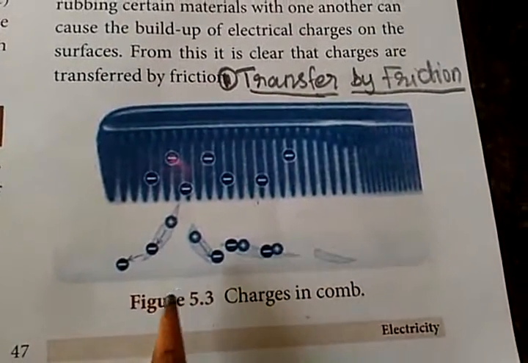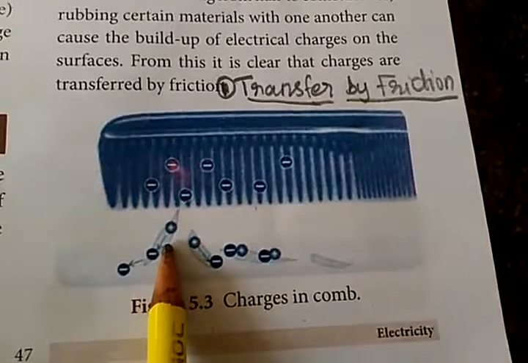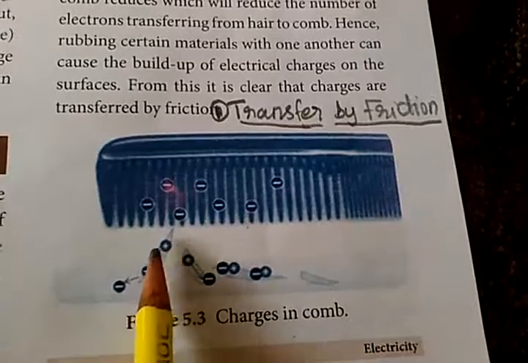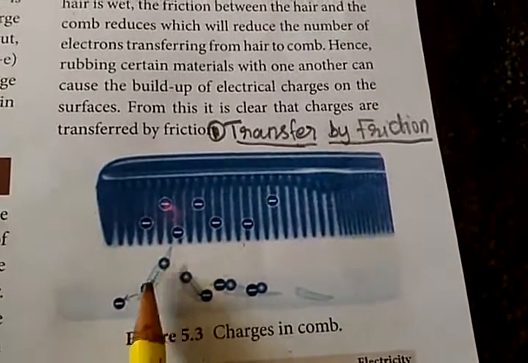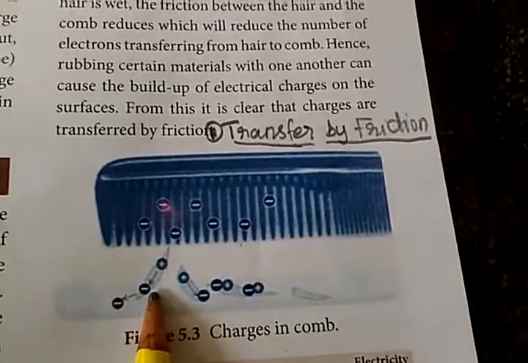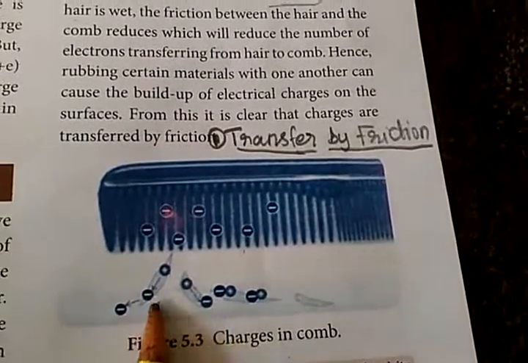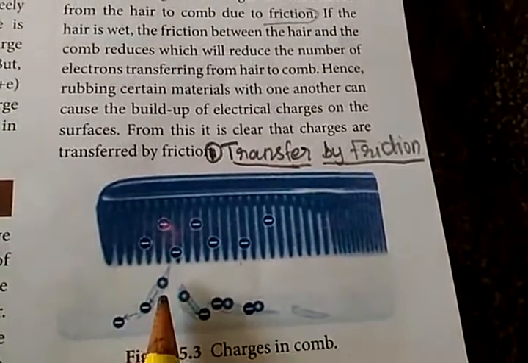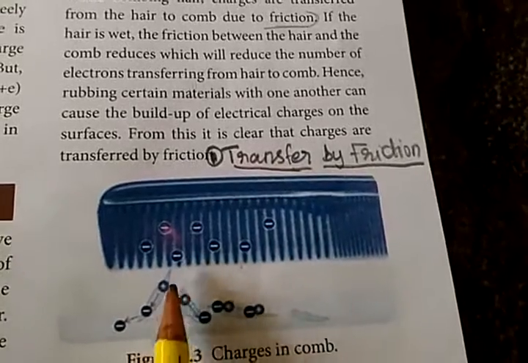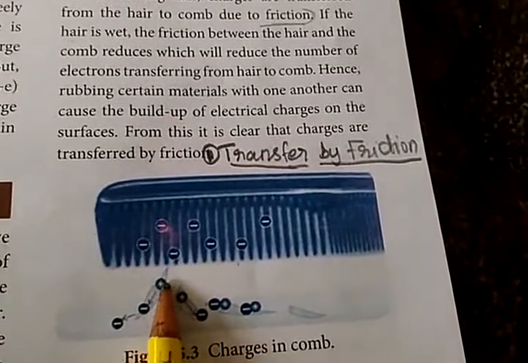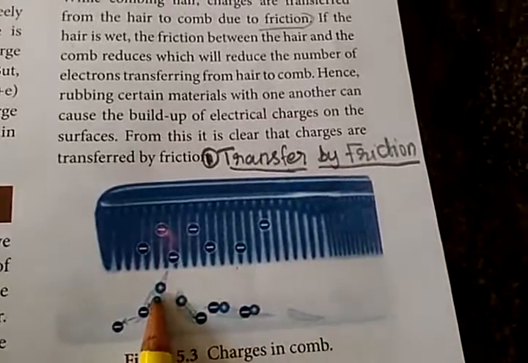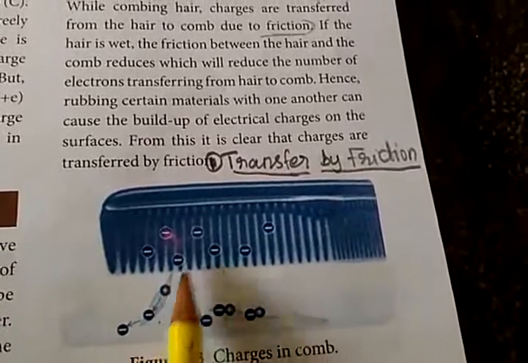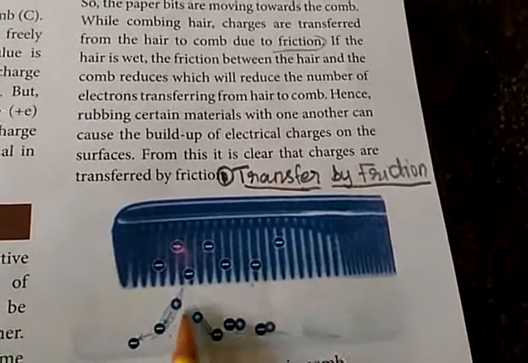Here we see a piece of paper. The piece of paper is torn into bits. Positive and negative charges are present at the edge of the bits. The negative charges in the comb attract the positive charge of the bits. So the paper bits are moving towards the comb.